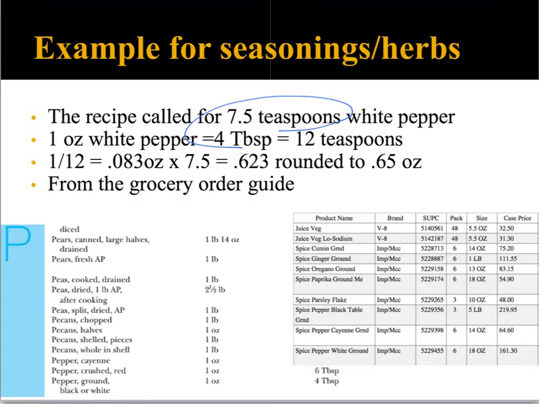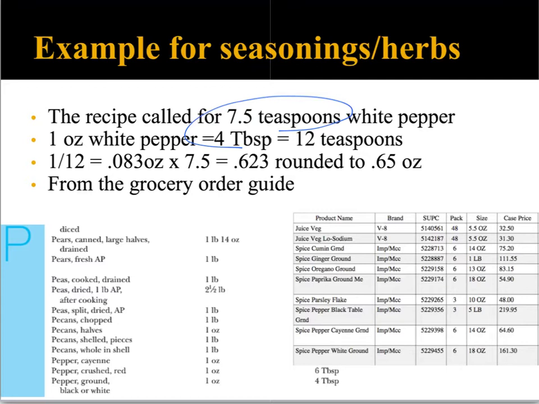Here's an example of how to use the tables to do a conversion from a volume measure to weight. The white pepper amount in our recipe for 390 servings of broccoli slaw is 7.5 teaspoons. Using table 4.2 in Food for 50, I can see that 1 ounce of ground pepper, black or white, is equivalent to a volume of 4 tablespoons.